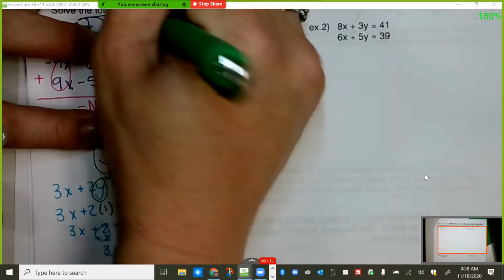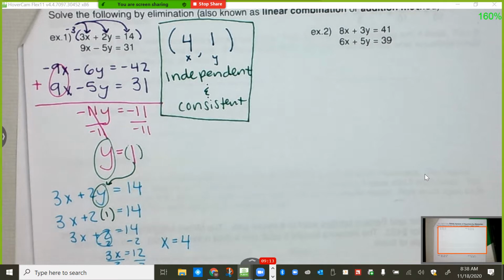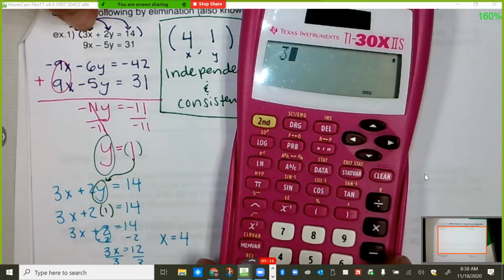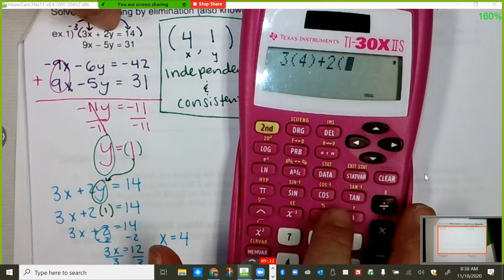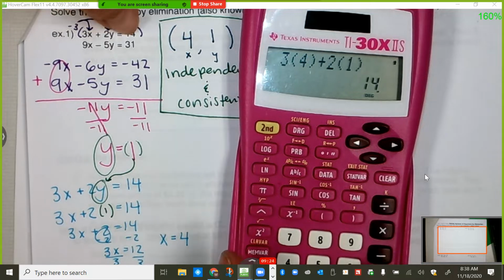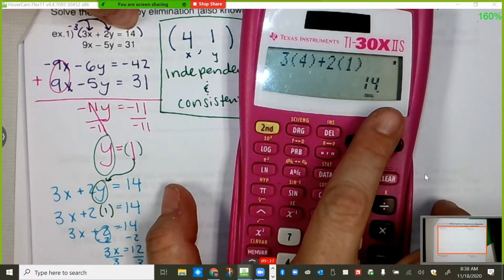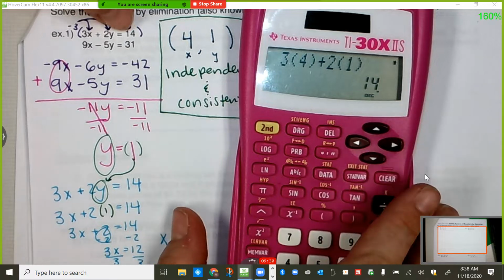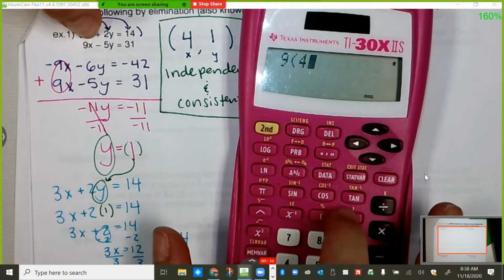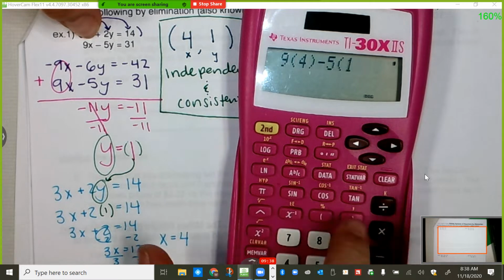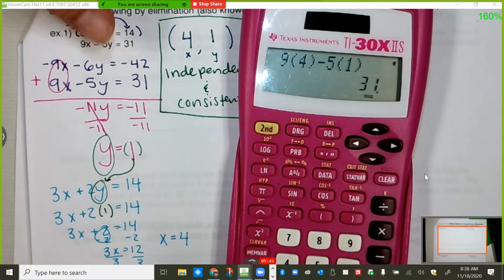Now, do you think you can check your work still just using your calculator? 3 times x, which is 4, plus 2 times y, which is 1, should equal 14, did it? Did it work? Yeah. Now, am I supposed to check it in one equation or both? Both. Remember, it has to satisfy both. 9 times 4 minus 5 times 1 should equal 31. Did it work? Yes, so my solution is correct. Okay? Any questions with that? Cool.